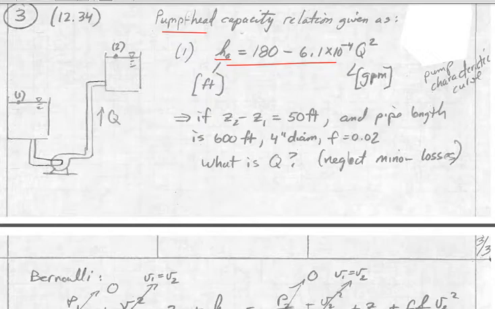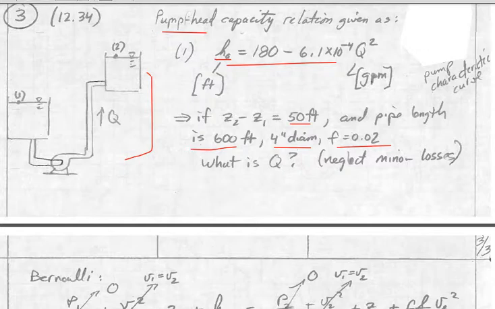Our system looks like this, and it has a difference in reservoirs of 50 feet, Z1 and Z2. It may not look like it, but that pipe length is supposed to be about 600 feet, and it's 4 inches in diameter, and f is 0.02. So we know how to do all that stuff, they're just giving us the friction factor, and we don't have to do the Moody thing.